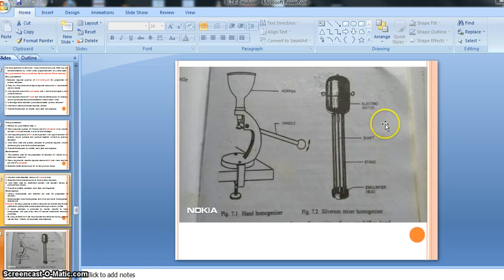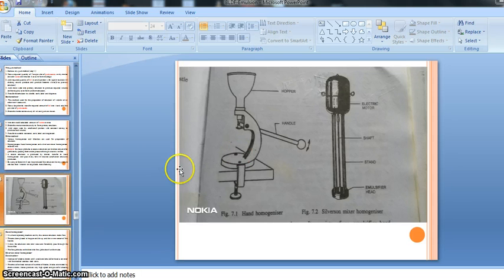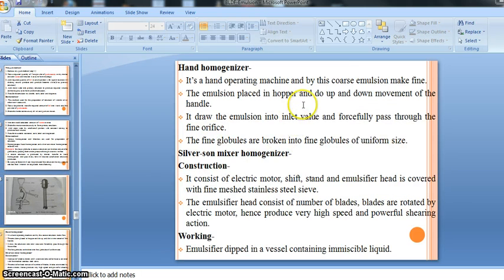So we will discuss the construction and working of these two homogenizers in detail, right? So remember, this is the Silverson mixer homogenizer, and this is the hand homogenizer, right? First of all, we have to start with the hand homogenizer. We have to know the hand homogenizer.